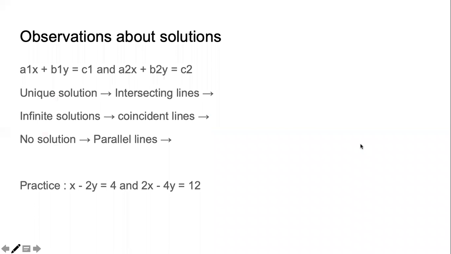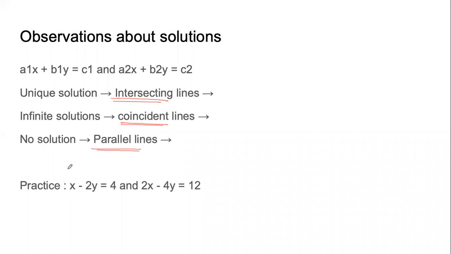Clearly, when we are converting 2 linear equations into straight lines, suppose in the frequently used form, the equations are a1x plus b1y equals c1 and a2x plus b2y equals c2. Using basic geometry, we know that three possibilities are there. Either there will be two intersecting lines, or they will be coincident lines, or they will be parallel lines.